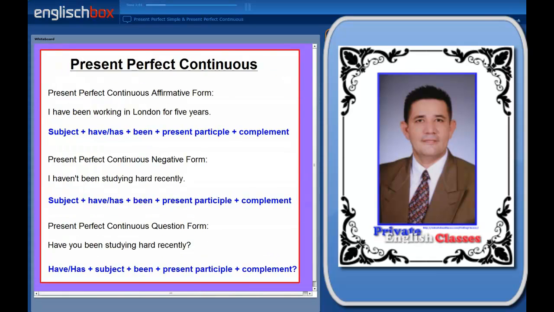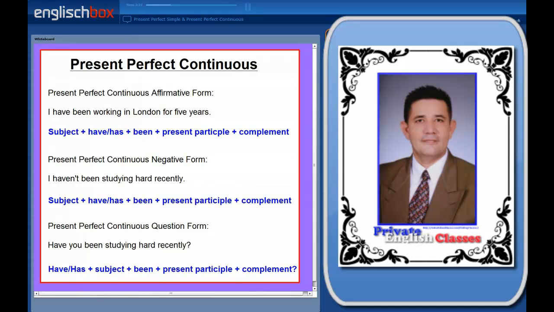Now we'll look at the structure of the present perfect continuous. So it's very similar, but you have to use been and the present participle in place of the past participle. So if we look at the first example, I have been working in London for 5 years. We have the subject first, then have or has, the auxiliary verb, been, and then the present participle and the complement.